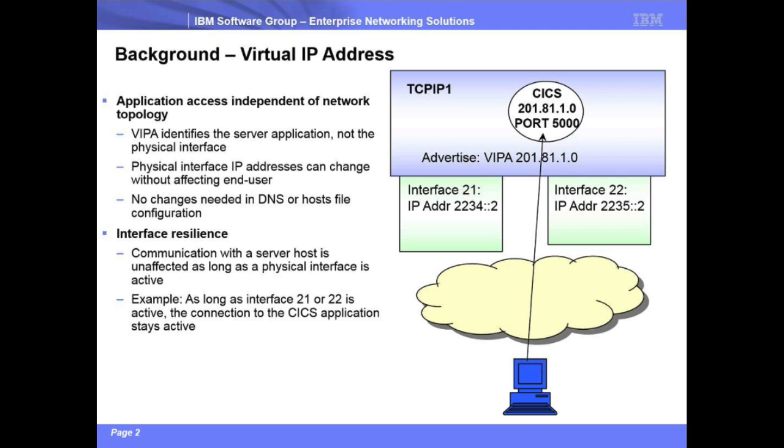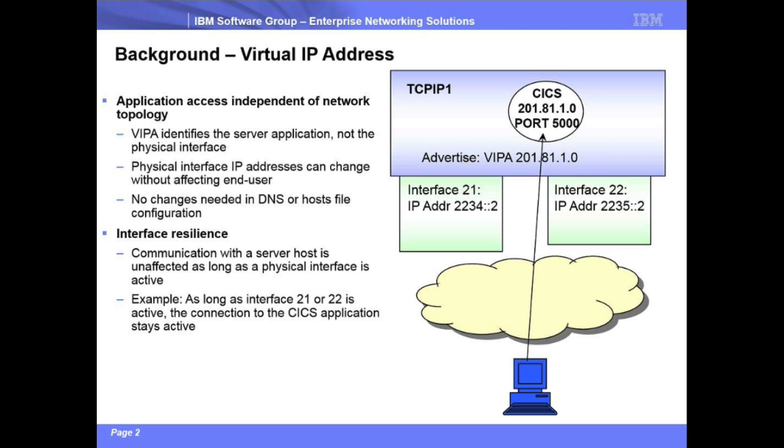And also this means that we don't need to change DNS hosts or anything like that. This allows interface resilience by removing an interface as a single point of failure. So in this example, as long as one of these interfaces is active, either interface 21 or interface 22, then the TCP/IP connection from the client to CICS remains active.